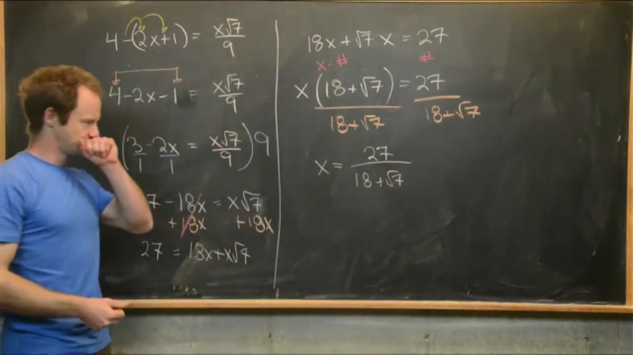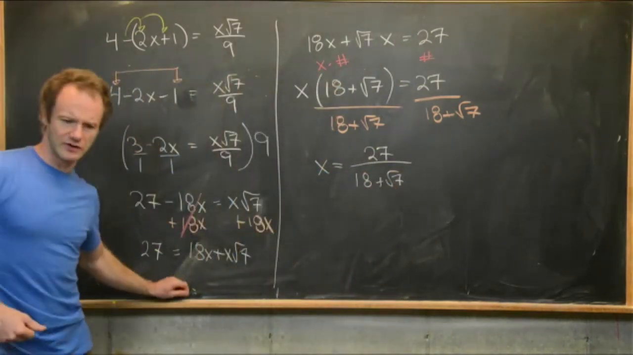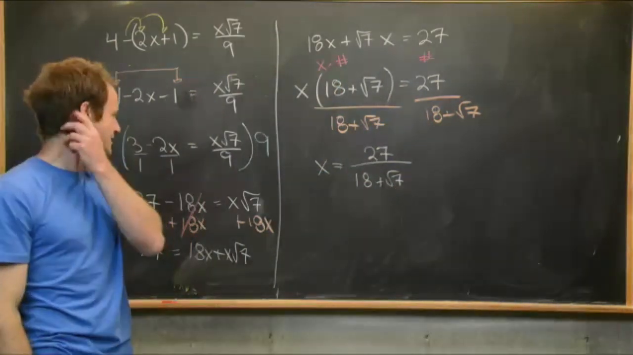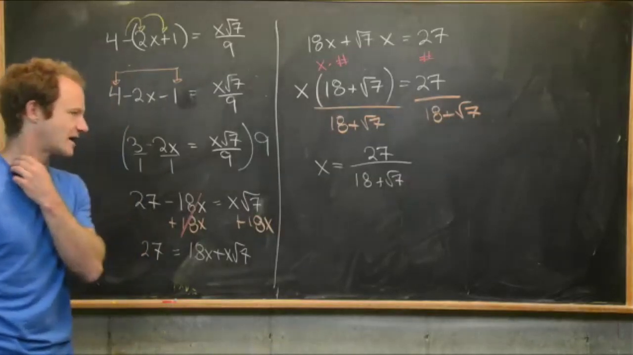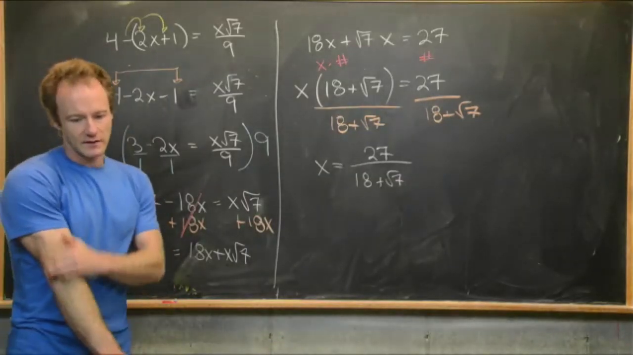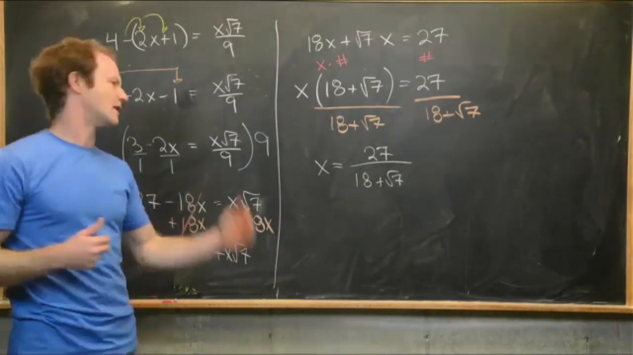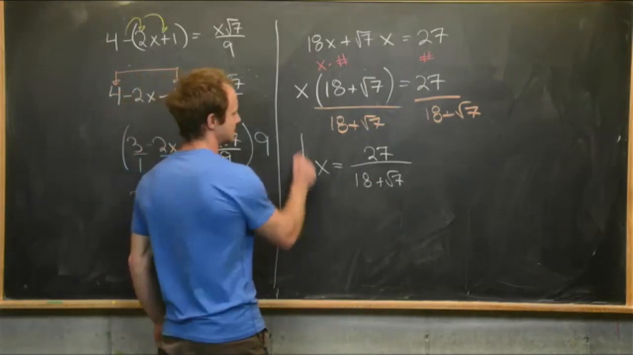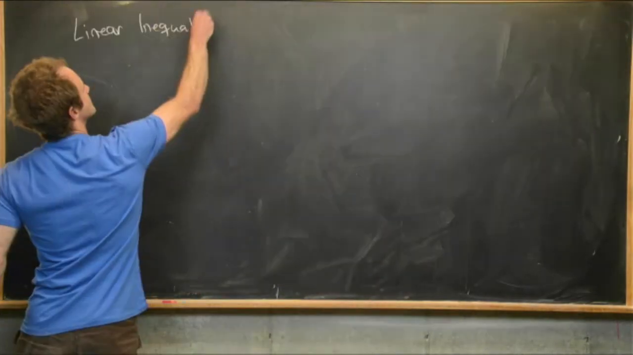And like I mentioned earlier, I don't really like using the word simplify here because it's not exactly simplifying. You can simplify this by getting rid of the radical in the denominator, but we're going to look at that a lot more closely later. So this is an appropriate way to leave this for now.